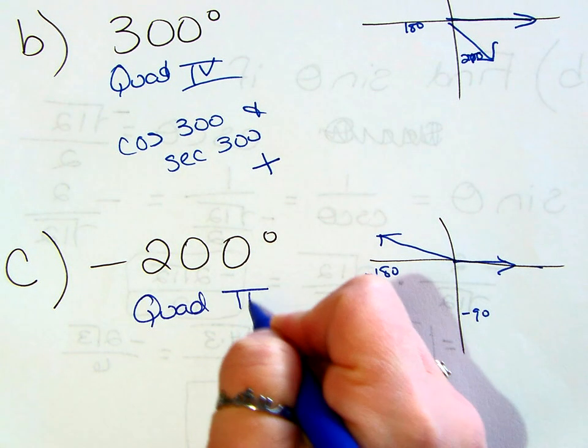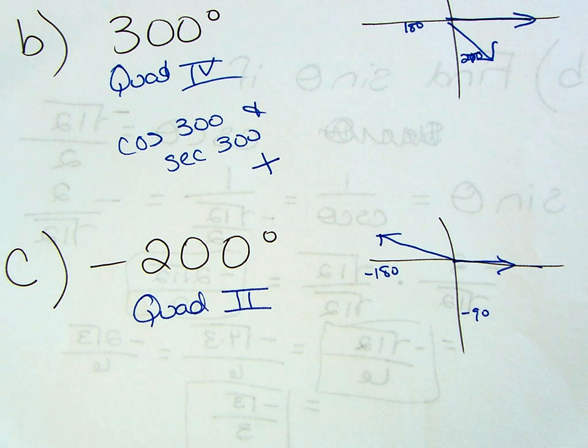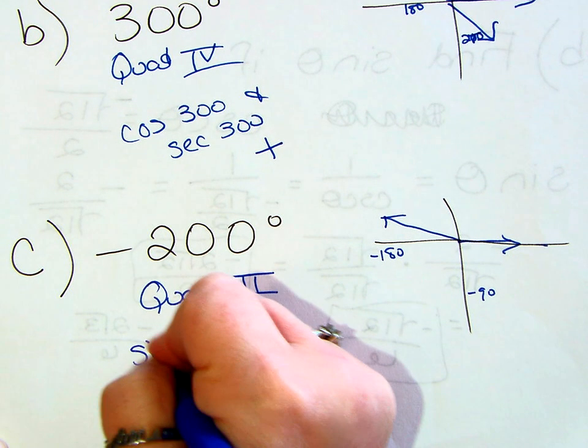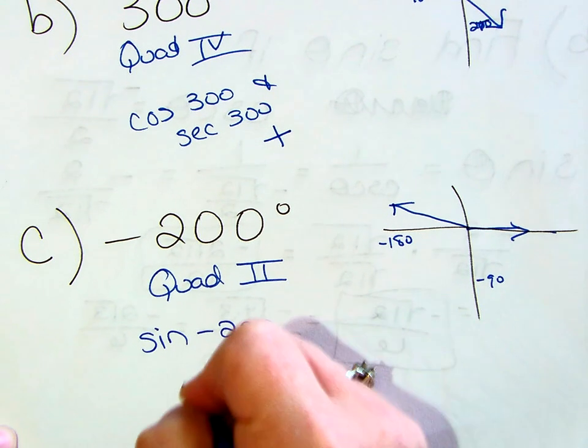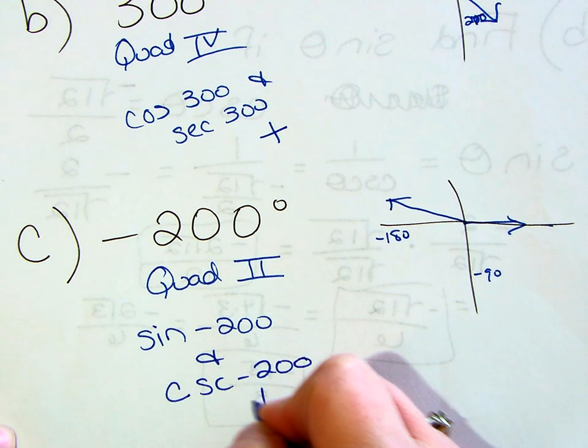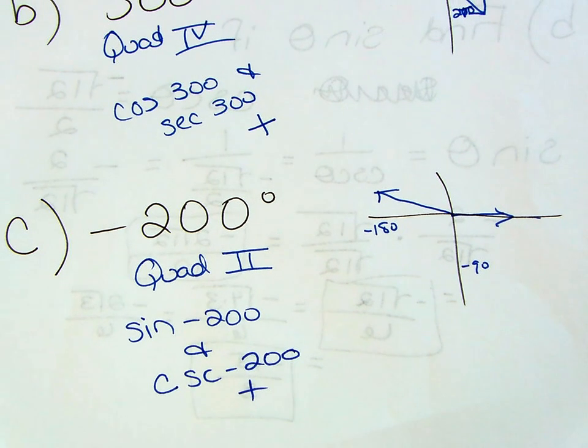And if you are in quadrant 2, which are positive? Sine and what? Cosecant. So sine of negative 200 and cosecant of negative 200 would be positive. So you can be asked a lot of different variations of those questions. You could be asked for which ones are negative. You could be asked for which ones are positive. It could give you a true or false statement where it says all of them are positive or all of them are negative, and you just select from there.